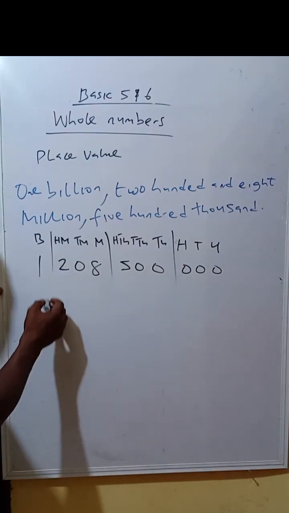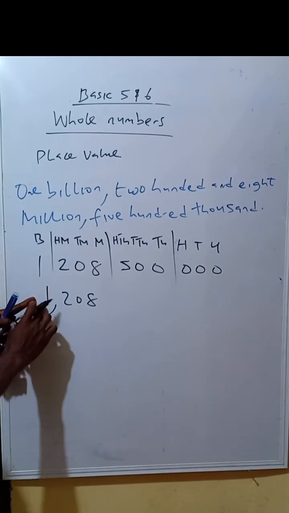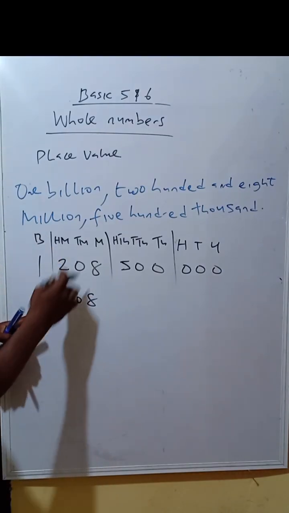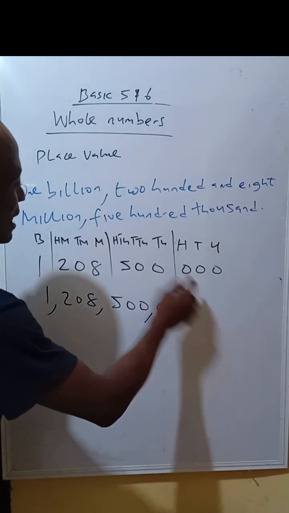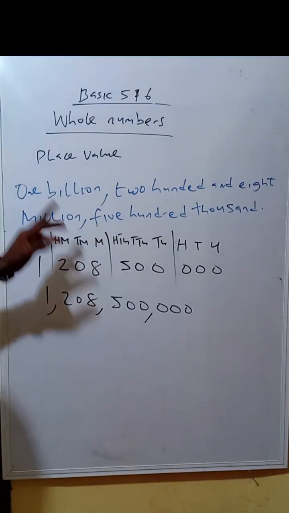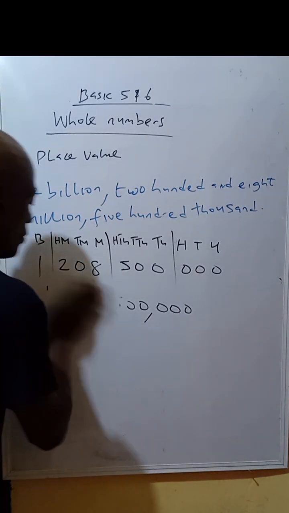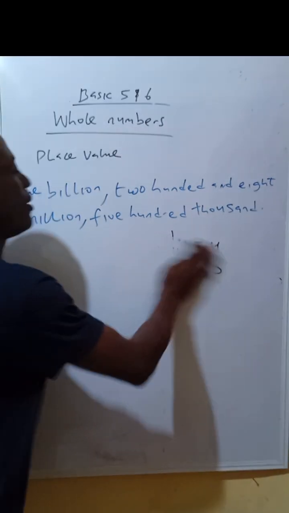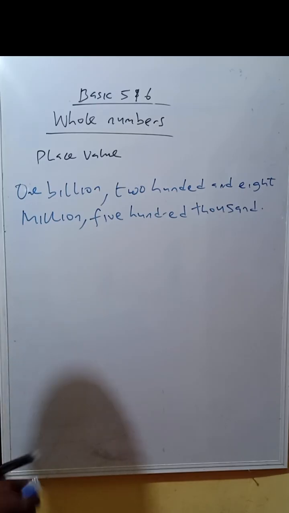So this would be 1, comma, 208. Sorry, 1 billion, not 1 million. 1 billion, comma, 208,500,000. This is how to write a number of this magnitude, a number of this size. I think I should do this again so you can get it in depth.